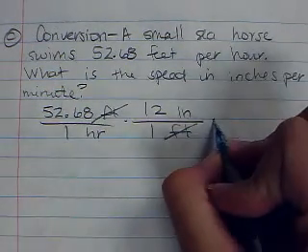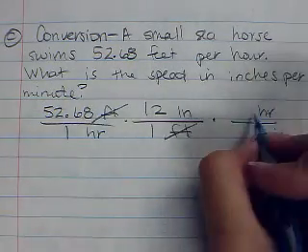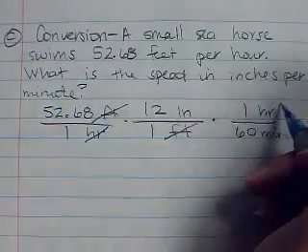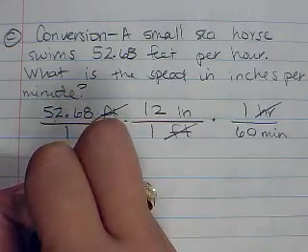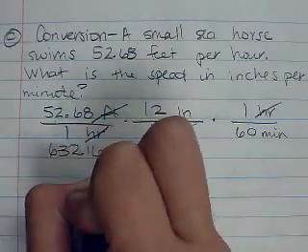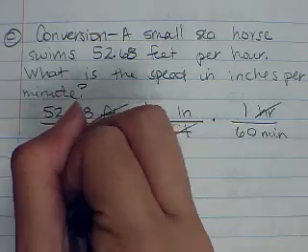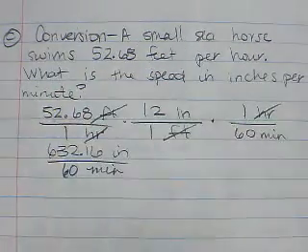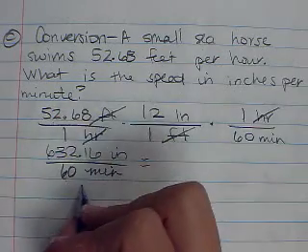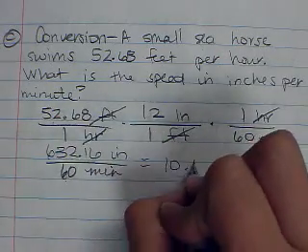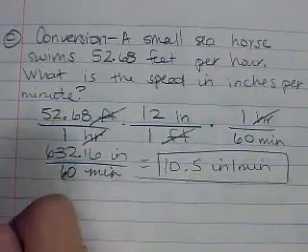To get rid of hours, we're going to multiply by hours. So hours and hours will cross over minutes. 1 hour is 60 minutes, so the hours cancel. 52.68 times 12 times 1 gives me 632.16 inches over 1 times 1 times 60, which is 60 minutes. If we're talking about inches per minute, and we actually divide 632.16 by 60, we're going to get 10.5 inches per minute as our final answer.